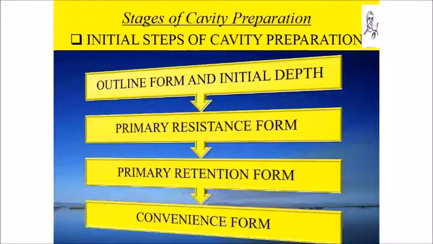Now the initial steps involve outline form and initial depth. Before we start with the cavity preparation, we form the outline, and the initial depth is determined first. Then primary resistance form, primary retention form, and at the end, convenience form. These are the 4 initial steps of cavity preparation: outline form and initial depth, primary resistance form, primary retention form, and convenience form.